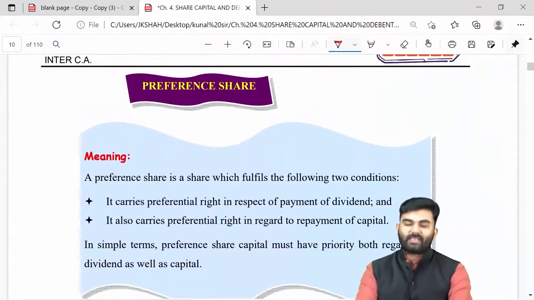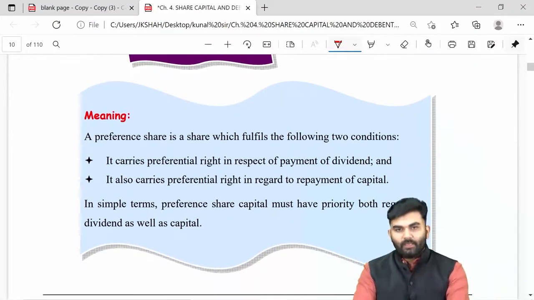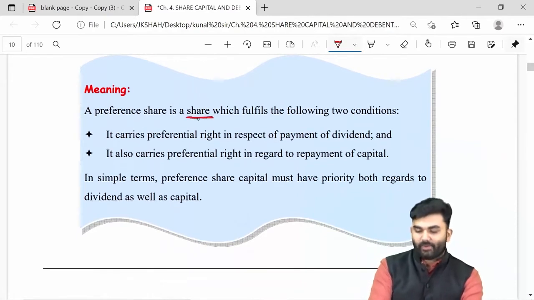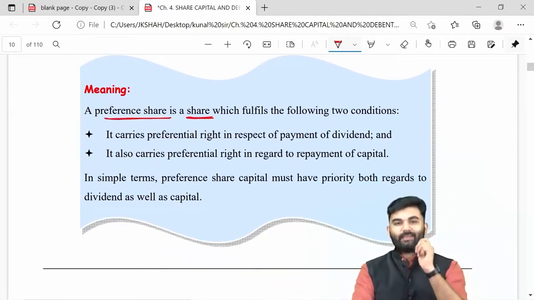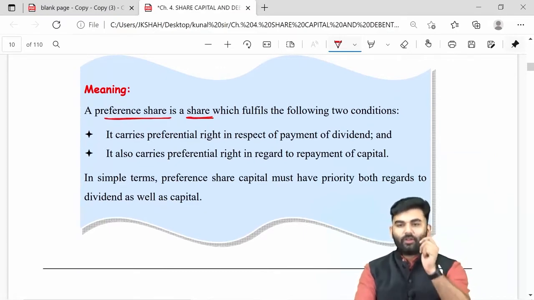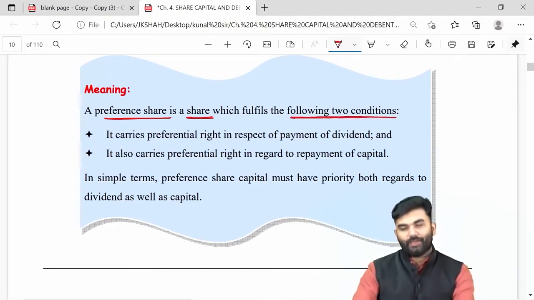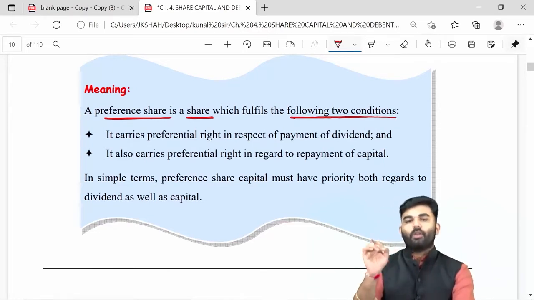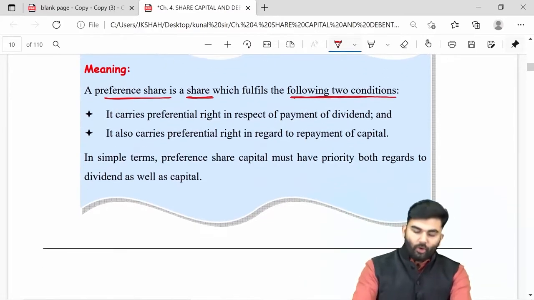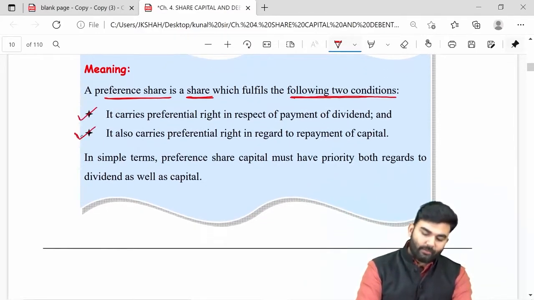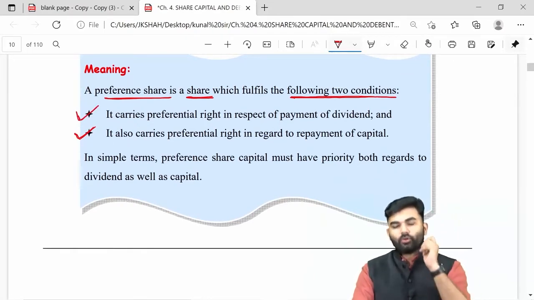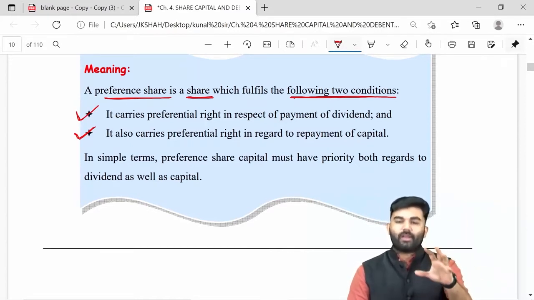Let us move on to the next concept, that is preference shares. Whenever I say that this particular share is a preference share, always remember that a preference share is one which fulfills the following two conditions. Only when both of these conditions are fulfilled can we say that a particular share is a preference share.